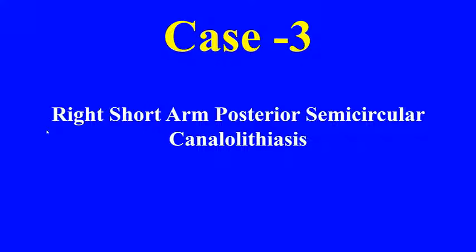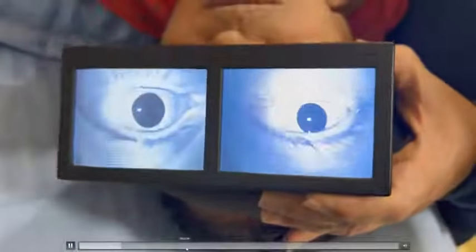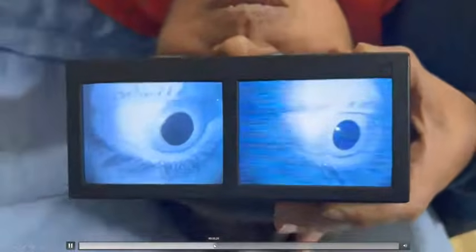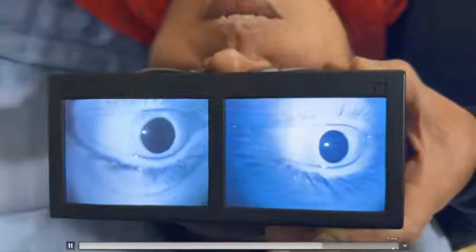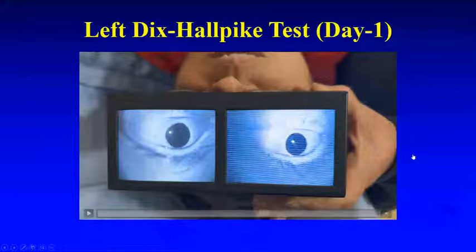So case 3 is right short arm posterior semicircular canalolithiasis that I discussed in the first slide because of early retest, but this was interesting because this was a de novo case. The lady is a 48-year-old female, came with a history of vertigo for the past 7 days. The left Dix-Hallpike test did not show any positional nystagmus during 1 minute of observation. So I am fast forwarding it to 30 seconds, no nystagmus, 51 seconds, no nystagmus, 1 minute and 10 seconds, no nystagmus. So what did I do?